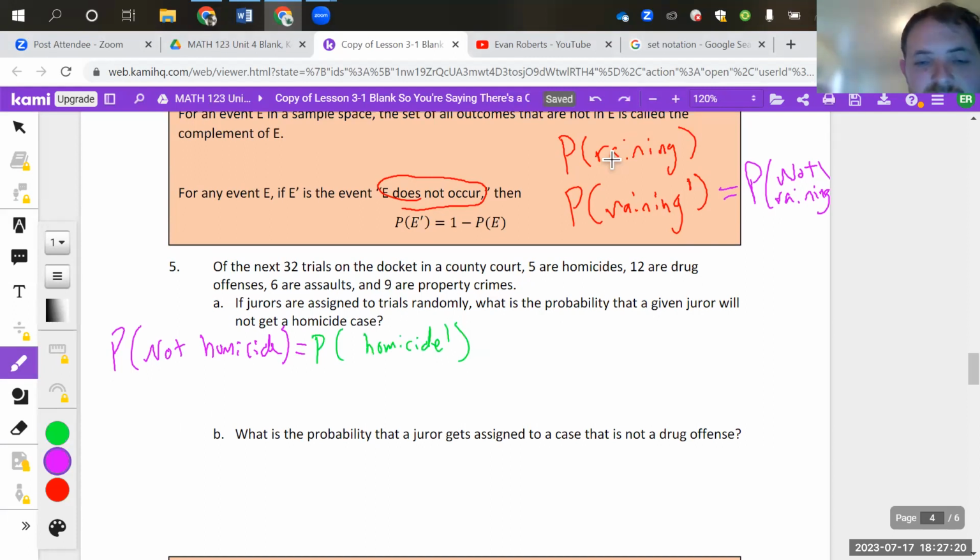what you can do is you could just count up everything that's not a homicide. So that would be 12 drugs, 6 assaults, and 9 property crimes, all divided by the 32 cases.